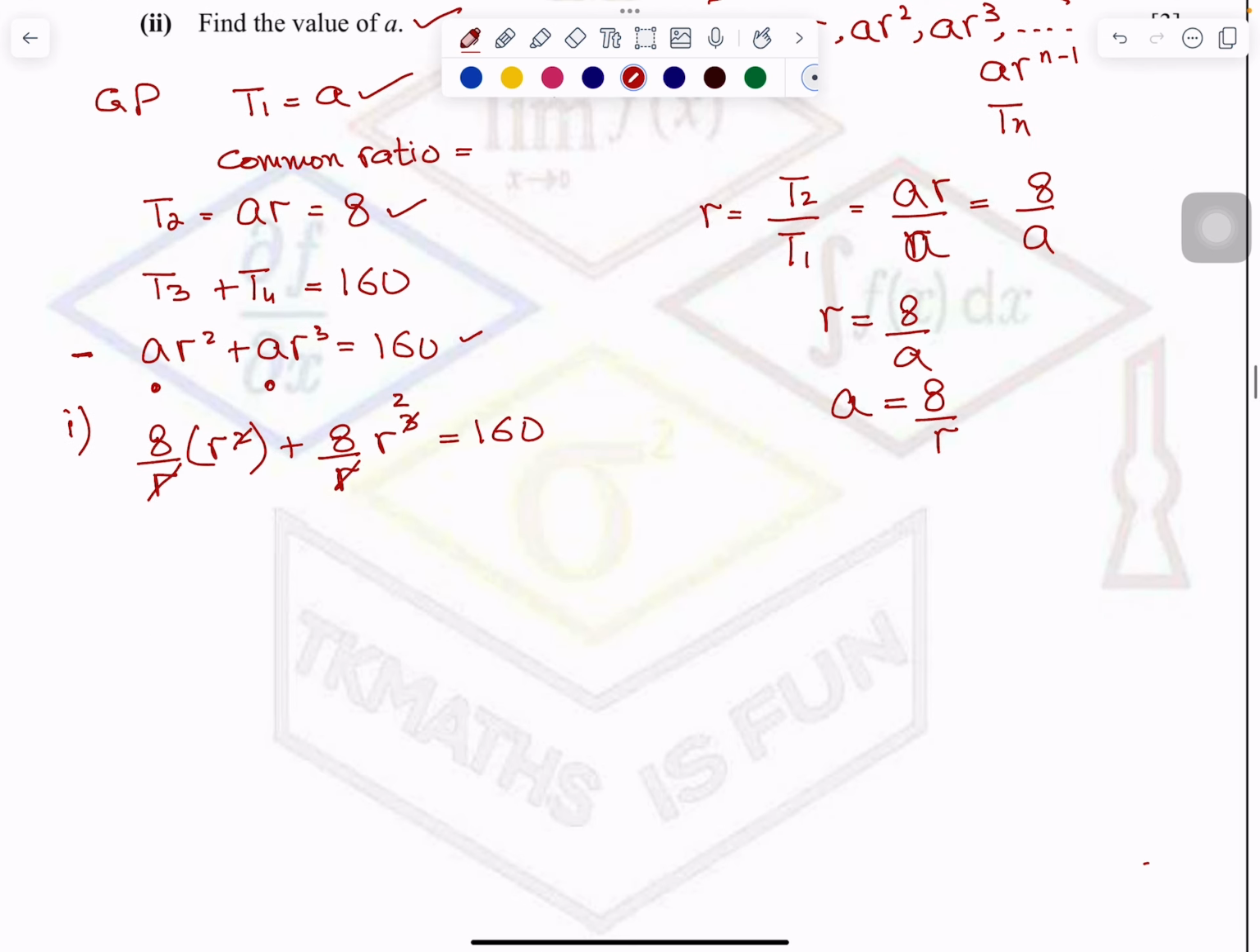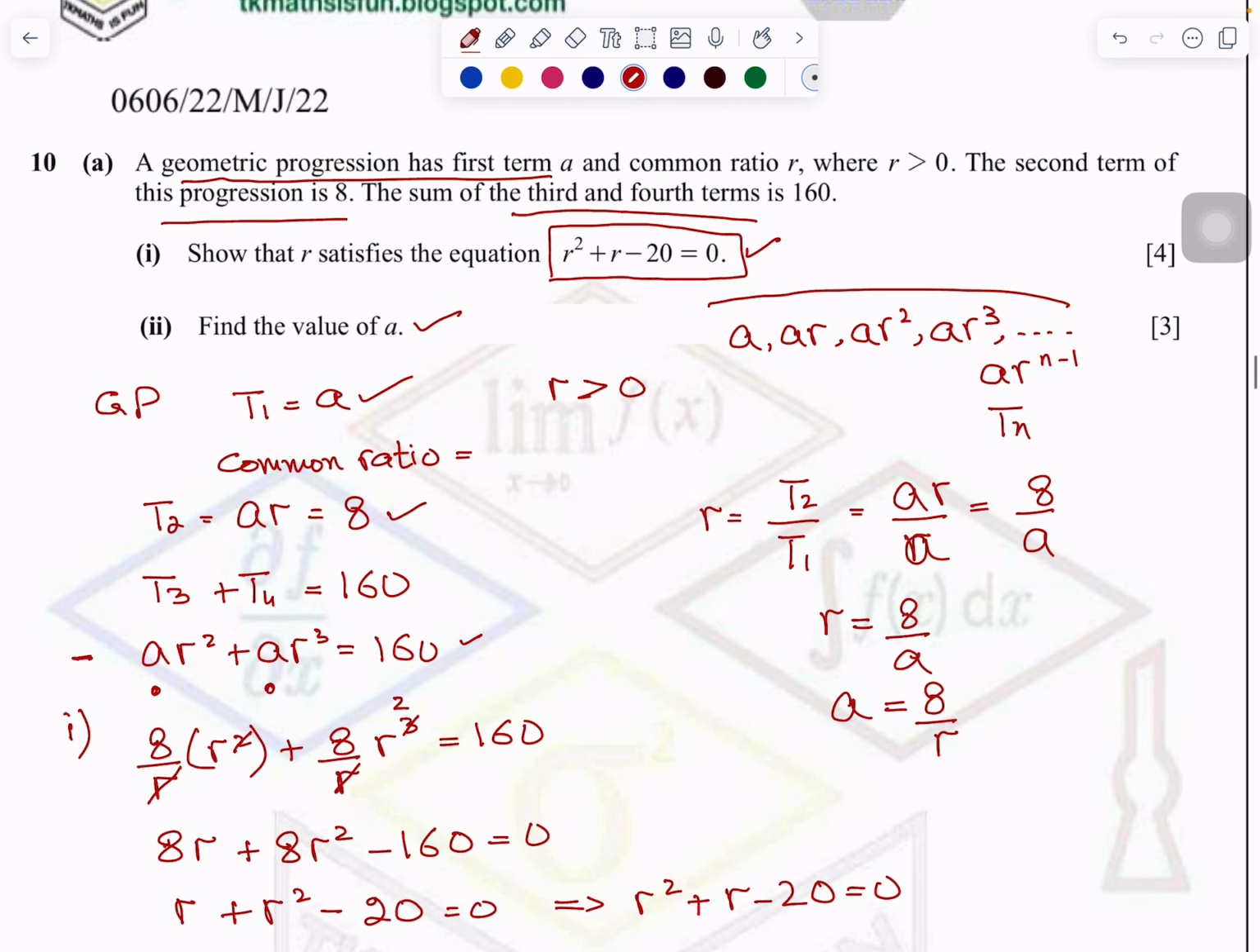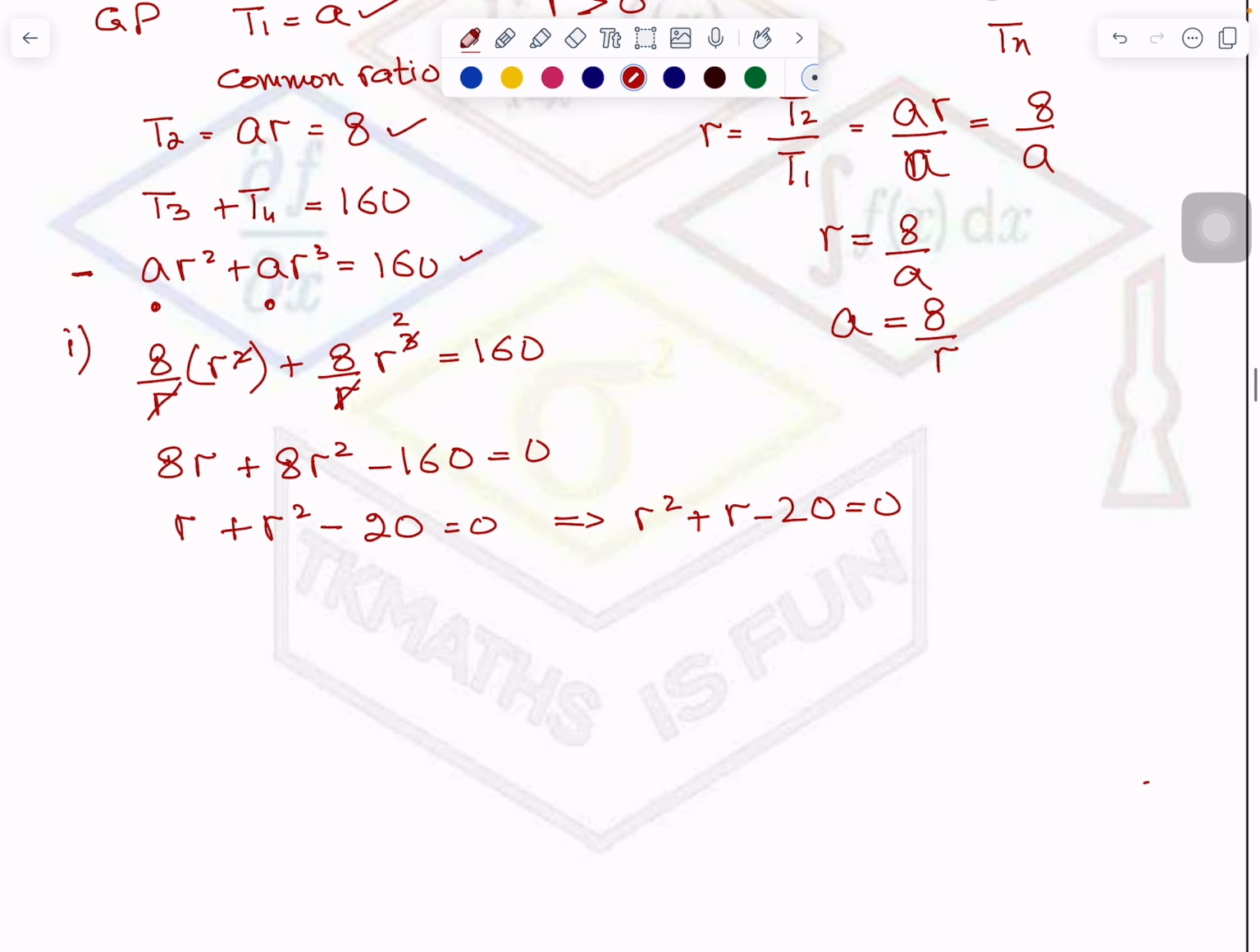This cancels out, using the law of indices. So it will give me 8R plus 8R square minus 160 equals 0. I can divide this whole equation by 2. So what will I get? R plus R square minus 20 equals 0. So I got what I have to prove. I'm writing it in the order in which I have to show: R square plus R minus 20 equals 0. So it is shown. Part 1 is done.